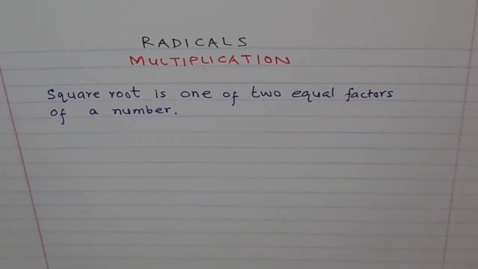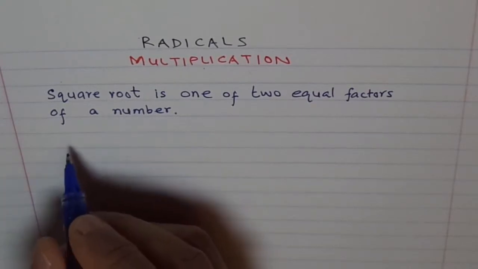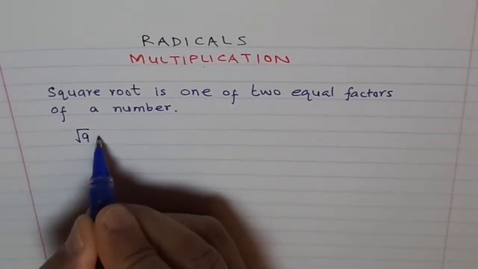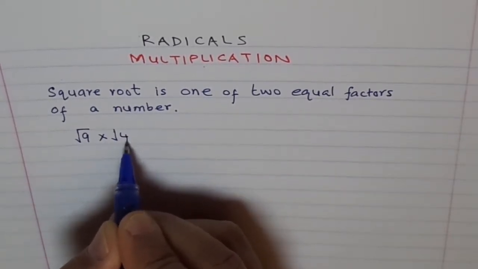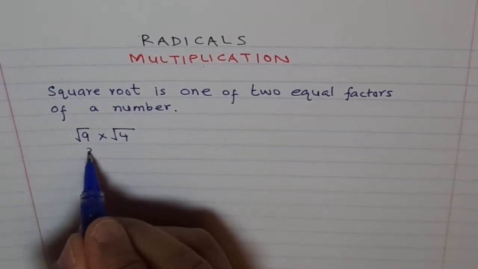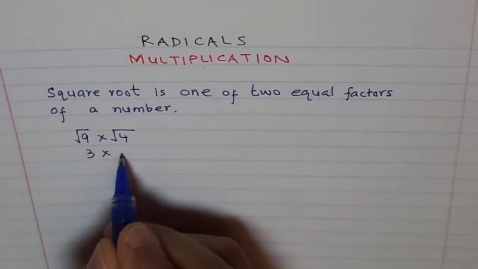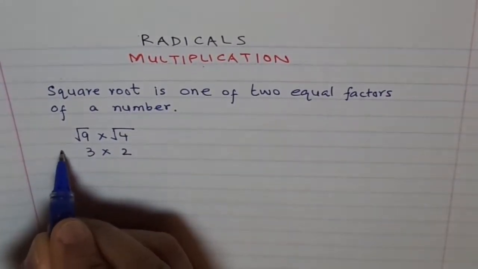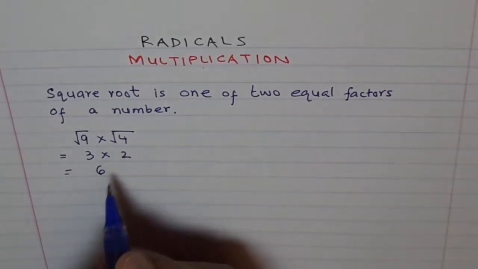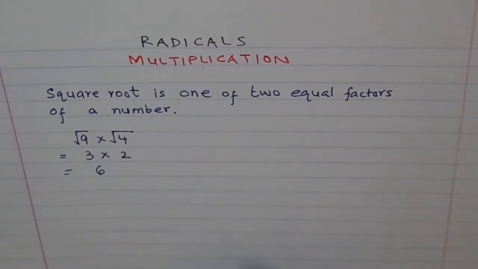Okay, let's see how to multiply radicals. Let me start with a very simple example. Let's say square root of 9 times square root of 4. As you know, square root of 9 is 3, right? And square root of 4 is 2. And so when we multiply 3 with 2, you get 6. So this is how the result should be.